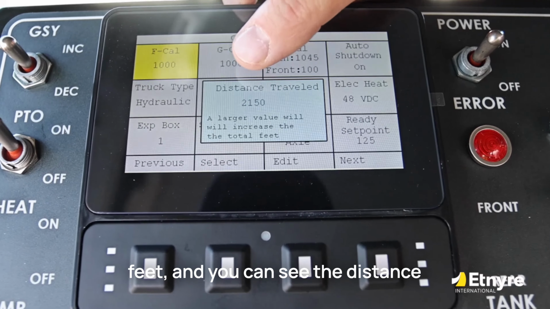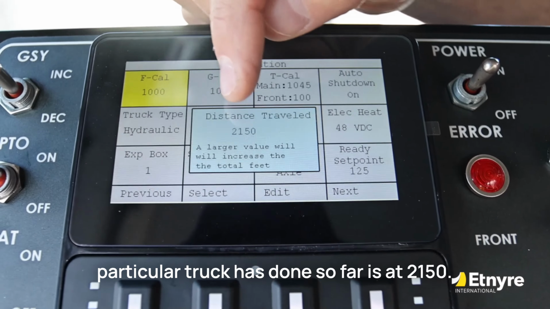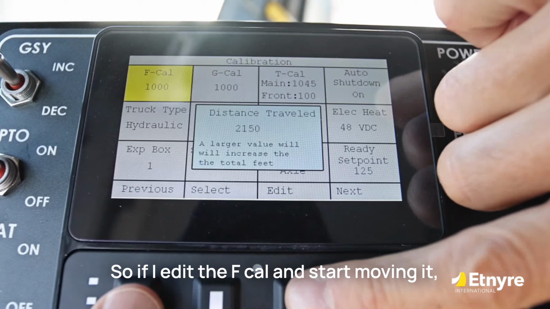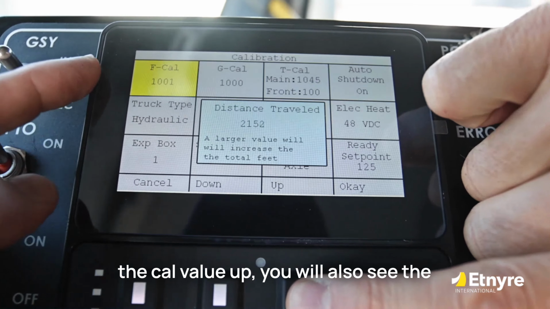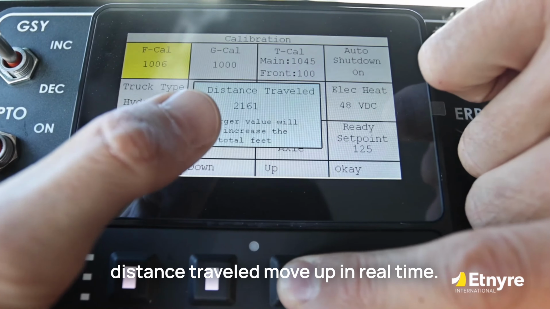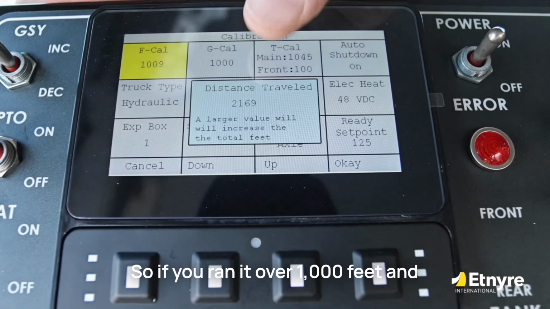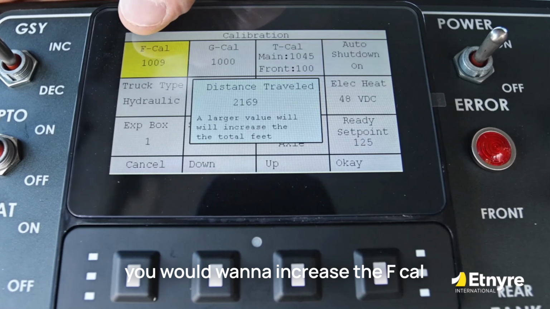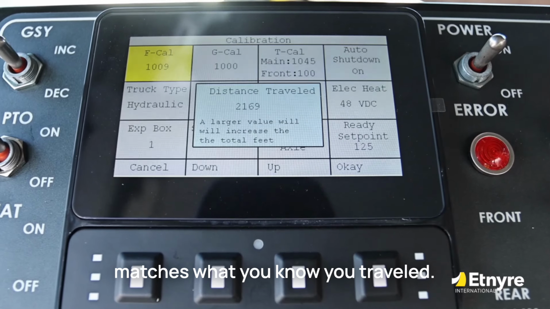And you can see the distance traveled here just based off what this particular truck has done so far is at 2150. So if I edit the FCal and start moving the cal value up, you will also see the distance traveled move up in real time. So that's just to help you calibrate. So if you ran it over 1,000 feet and the computer is only showing 920, you would want to increase the FCal value until your distance traveled matches what you know you traveled.